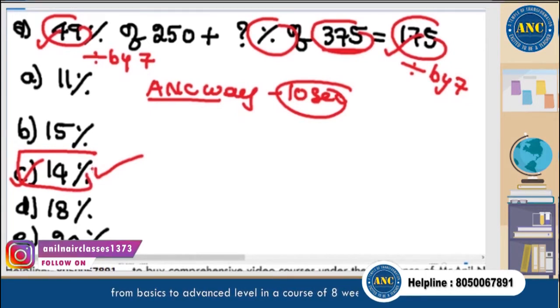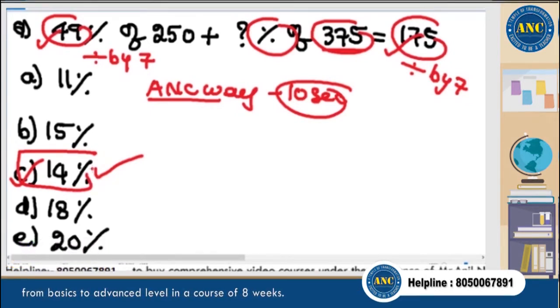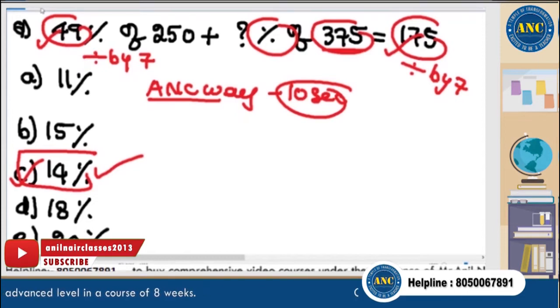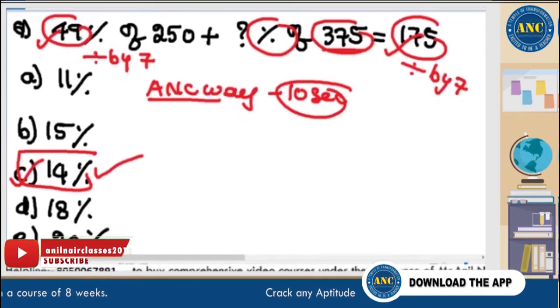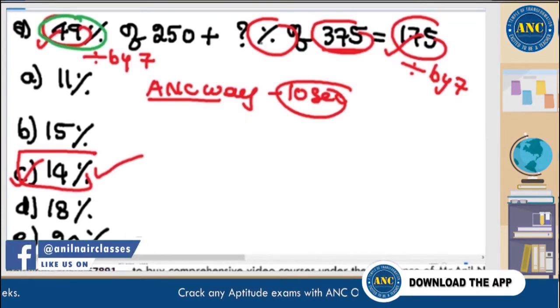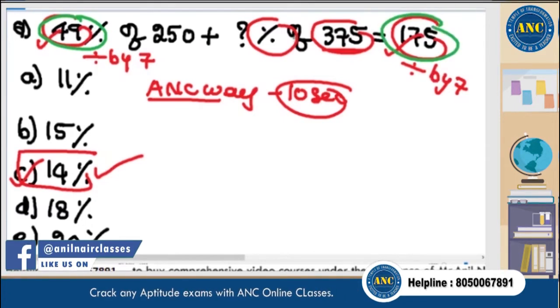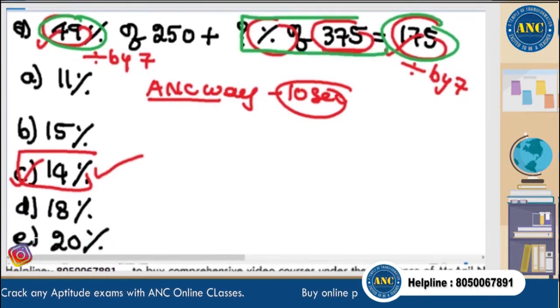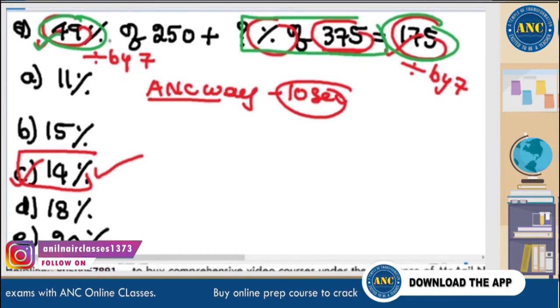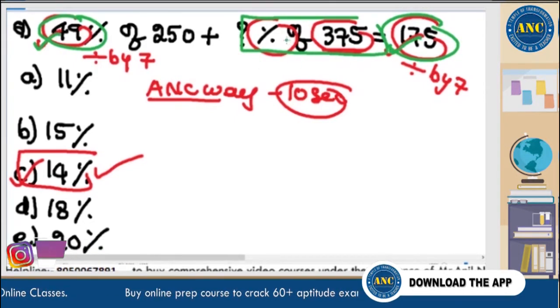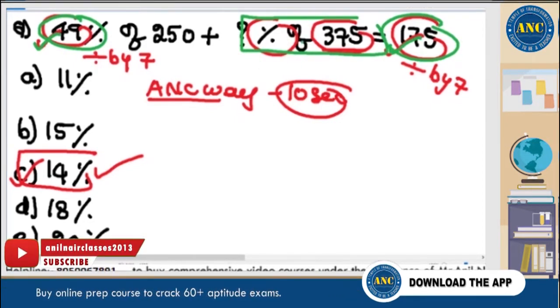When you see a new question after the class is over, this logic should strike. Sir is telling that in the mock exams, if this is divisible by 9, this is divisible by 9, this number should be divisible by 9. If this is divisible by k, this is divisible by k, this should be divisible by k. That is the concept which I am teaching.